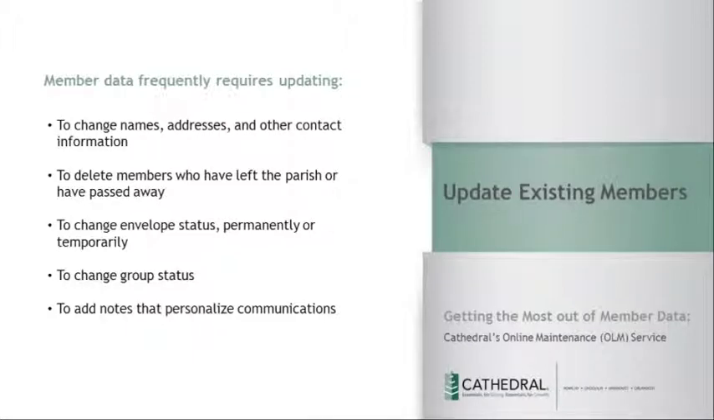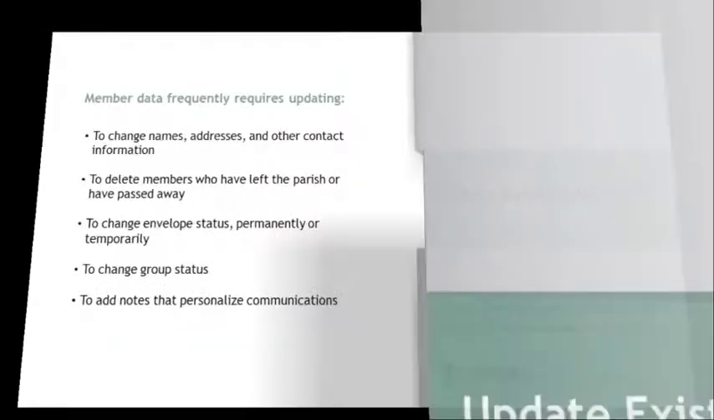There's all kinds of changes that need to be made, such as changes of name due to marriage or the death of a spouse, a move, either across town or out of state. But it is essential for making sure your communications are accurate that you maintain your members' information. Making these changes to your mailing list quickly helps foster more personal relationships with your members. That's where OLM comes in very, very handy.